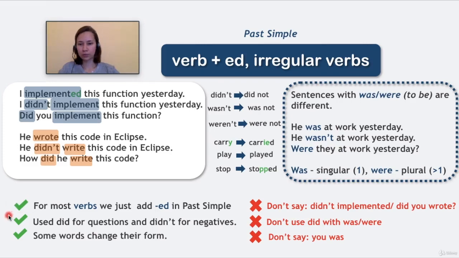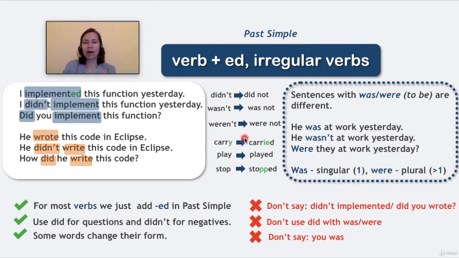Good, so let's look at the rules again. For most verbs, we just add ed in past simple, use did for questions and didn't for negatives. Some words change their form, and these words are irregular verbs.